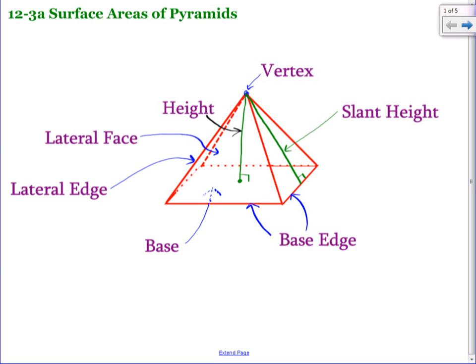Okay, so you're going to need to know the difference between those two. We don't use the height that goes inside the pyramid because that would find the volume inside the pyramid. We're not doing that yet. We're looking at the surface area, so we want the height that's on the surface. Okay? Questions?